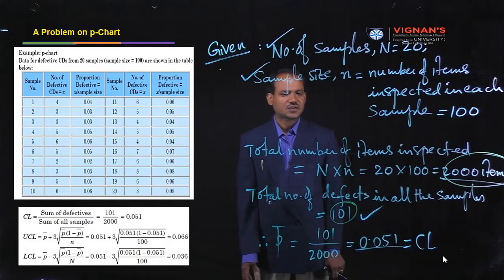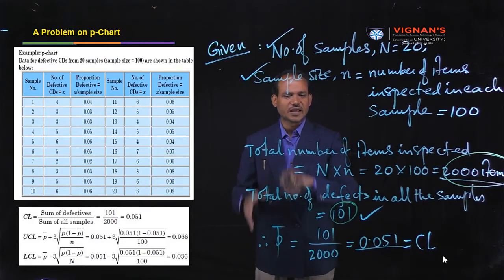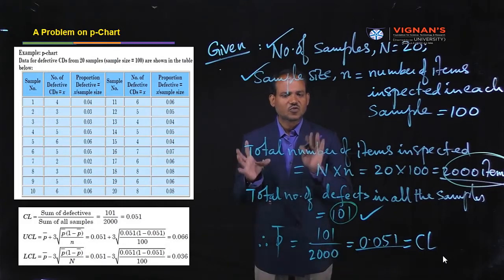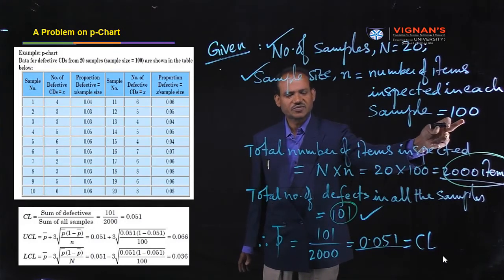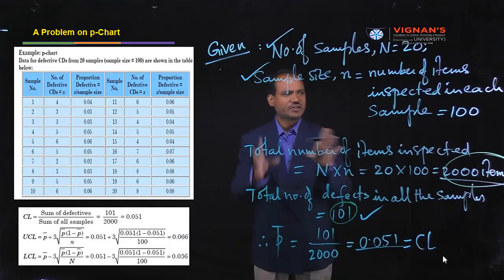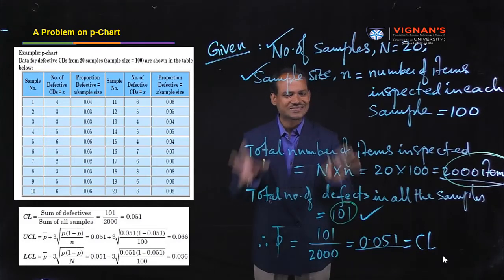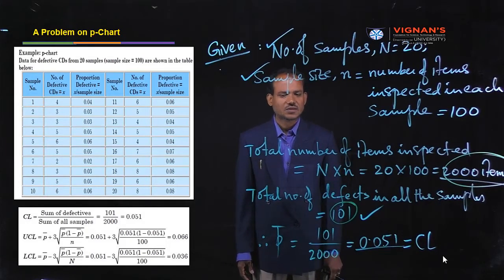Also, from the given table, third column indicates proportion of defectives. For each sample, find out the proportion of defectives. For example, sample number 1. In sample number 1, number of defectives are 4. 4 defects occurred out of 100 items. Therefore, 4 divided by 100, how much? 0.04. That is the fraction defective in sample number 1. Similarly, calculate for other samples. Okay?